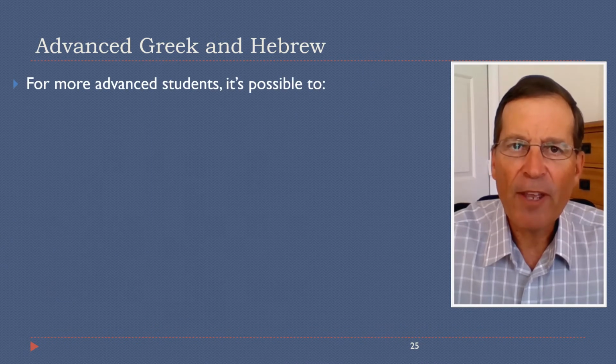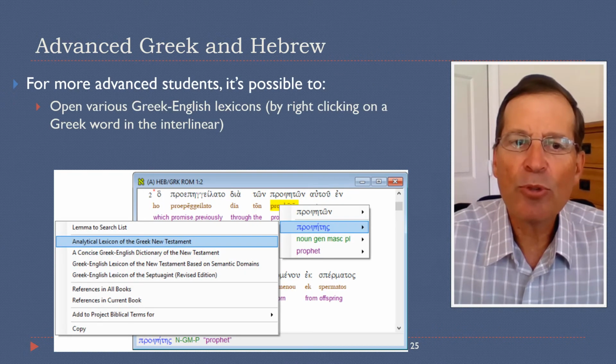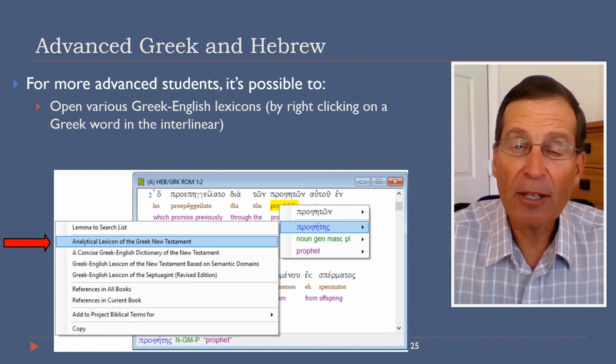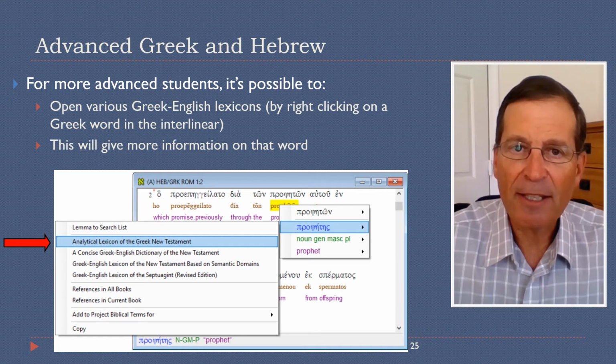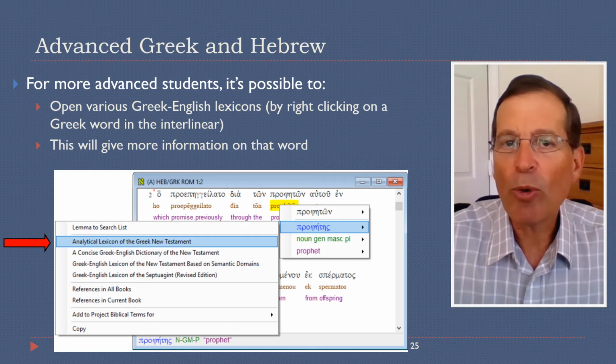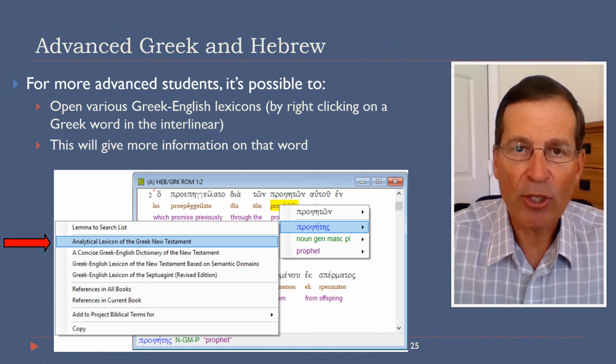Now, for more advanced students of Greek and Hebrew, it's possible to open various Greek-English lexicons, for example, by right-clicking on a Greek word in the interlinear. That will bring up a variety of lexicons that give more information on that word. We'll be going over this more in the teaching on supplementary helps.